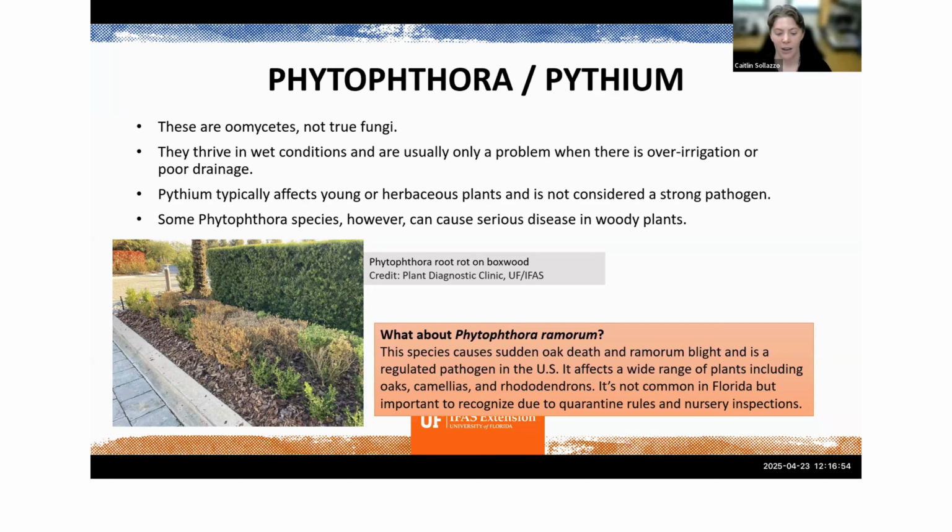We have had some detections in nurseries, but it is regulated, so there's a lot of phytosanitary testing that has to go into nurseries that transport woody ornamentals across state lines. It causes sudden oak death. So it's a really bad pathogen, but it's not one that we really have in Florida, so you don't have to really keep an eye out for it. But it's helpful to know, you'll probably hear about it maybe.